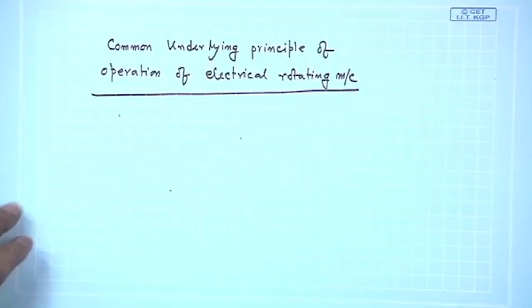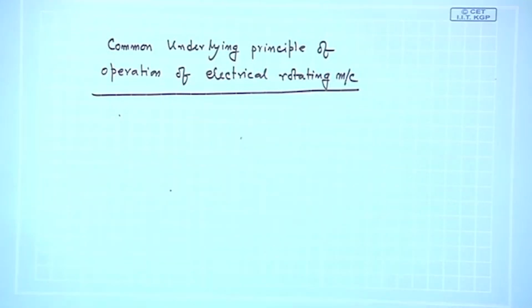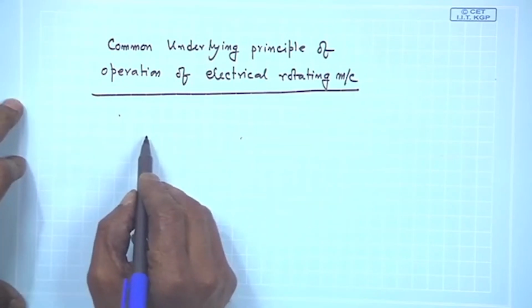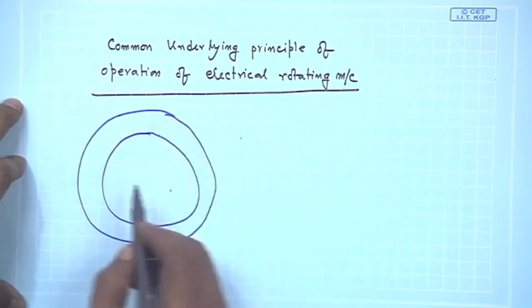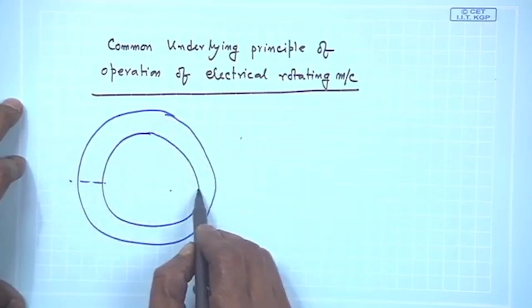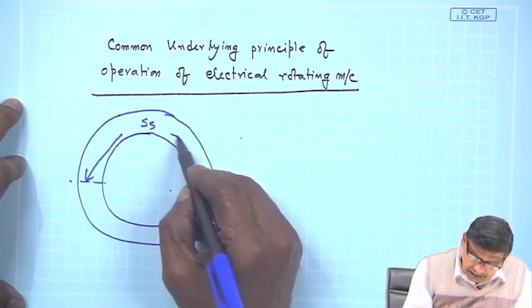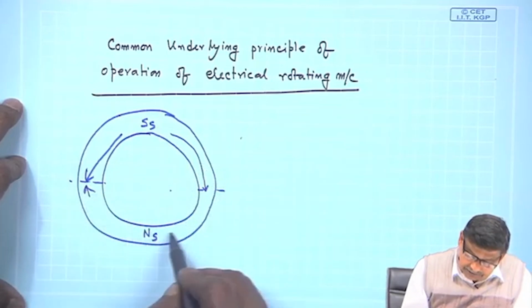So, I will now today discuss one important thing, that is the common underlying principle of operation of electrical rotating machines. For example, first I draw a very rough sketch so that you can understand. Suppose here is your stator, and suppose this up is under south pole from this to this. I will draw a very sketchy diagram, and this is, suppose, NS, SS like this.